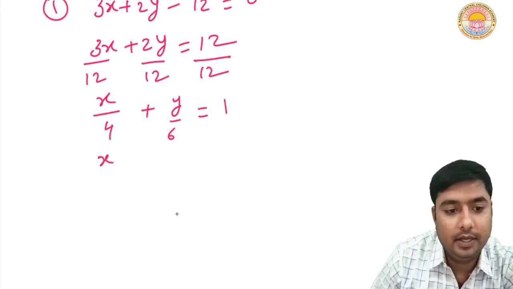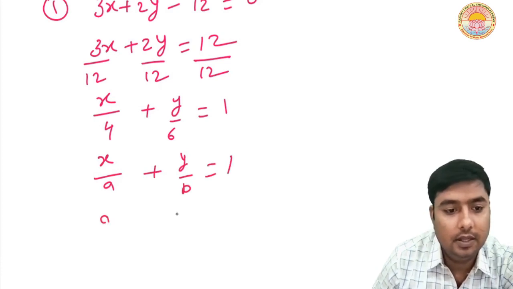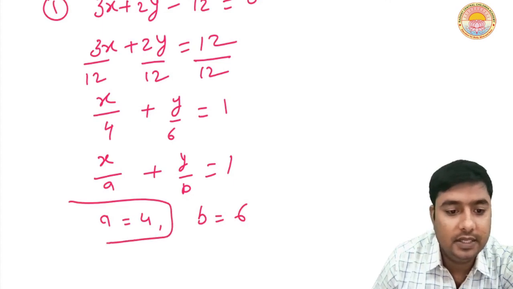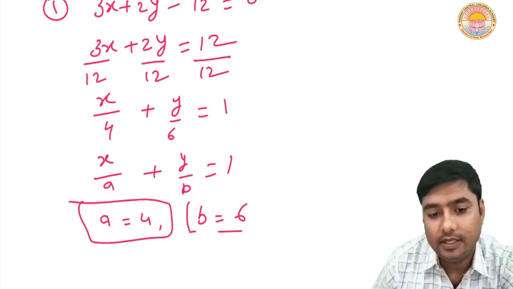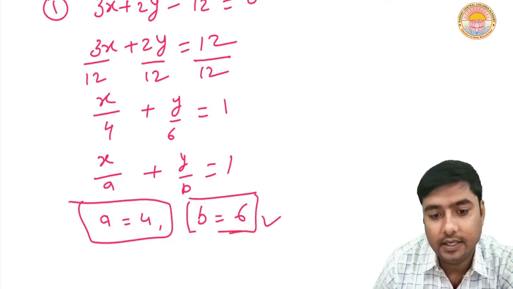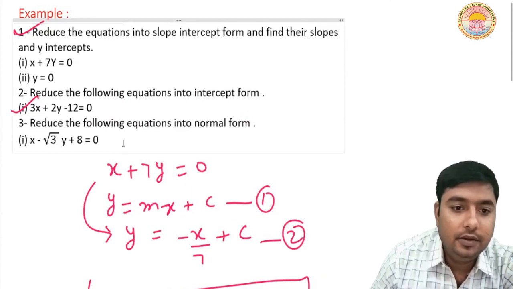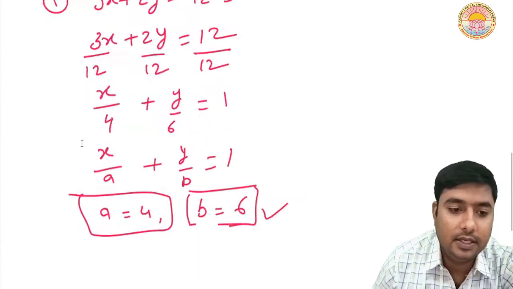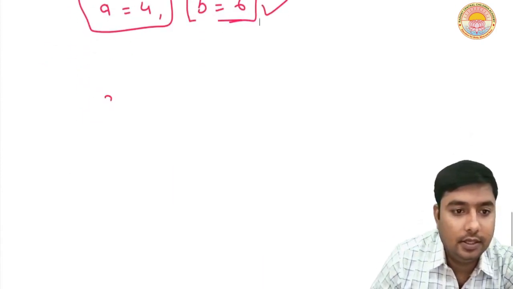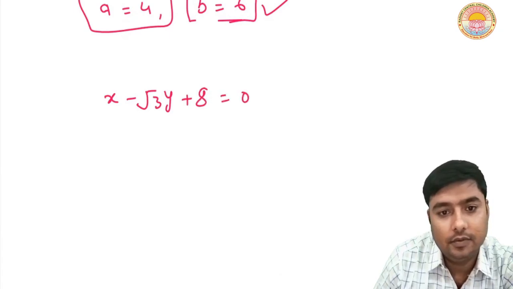Now we compare with x upon a plus y upon b equals to 1. Then a equals to 4 and b equals to 6. It means the intercept distance on the x-axis is 4 and the intercept distance on the y-axis is 6. And next, reduce the equation in normal form. x minus root 3y plus 8 equals to 0.